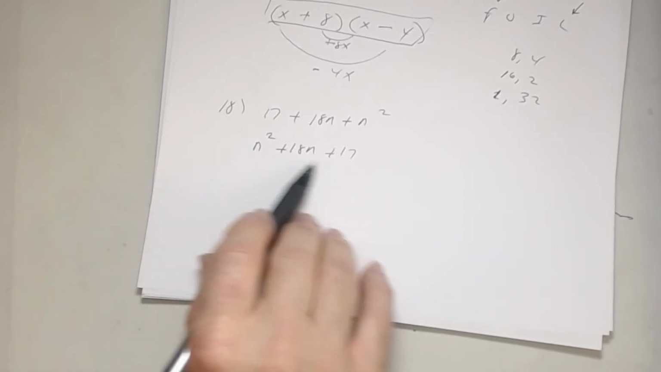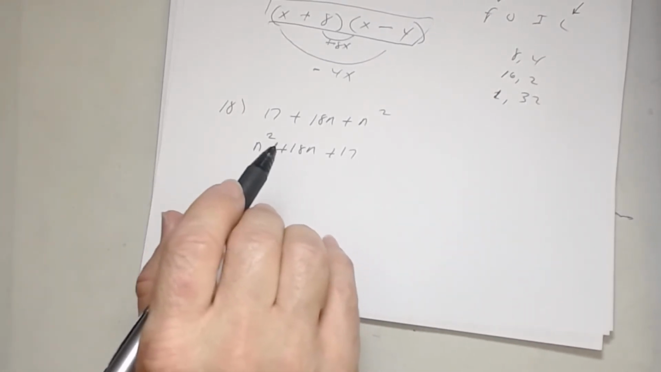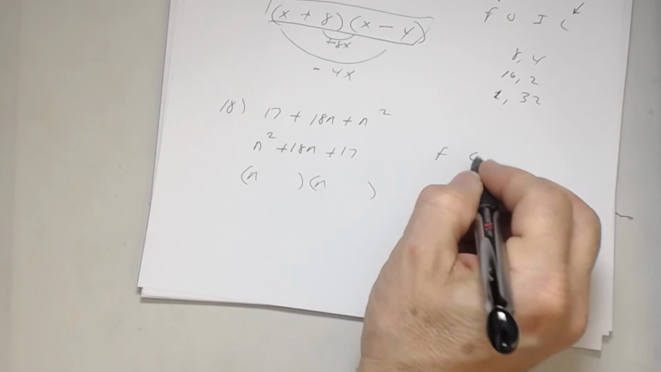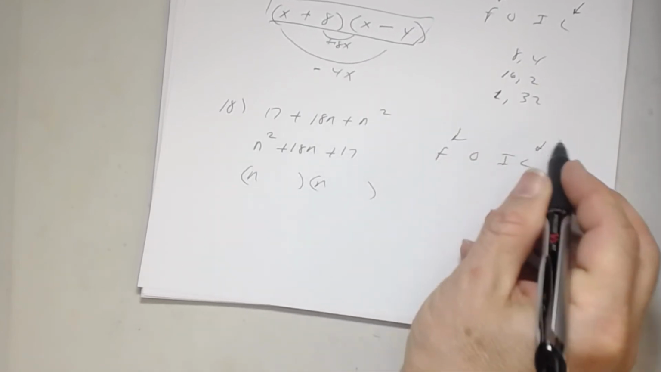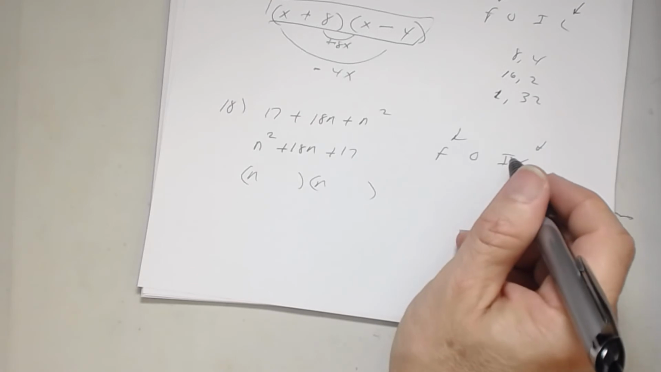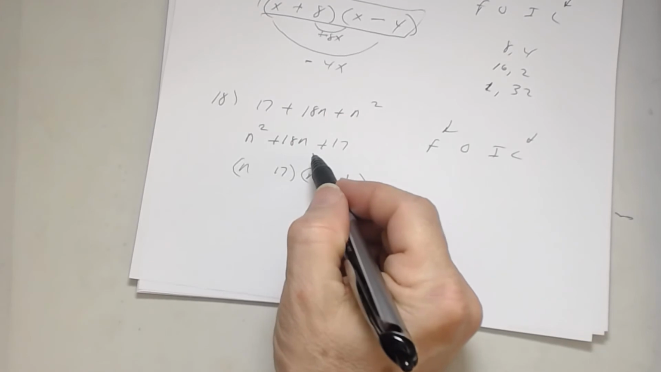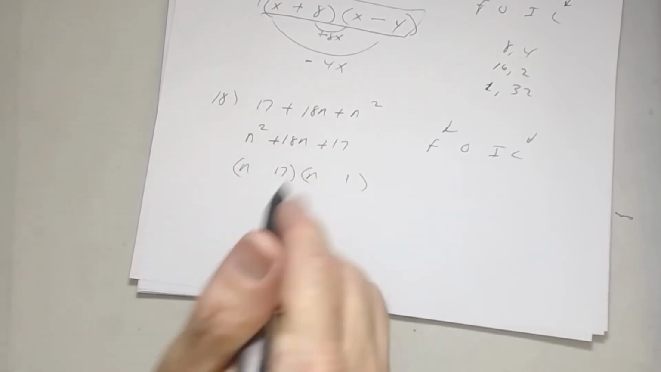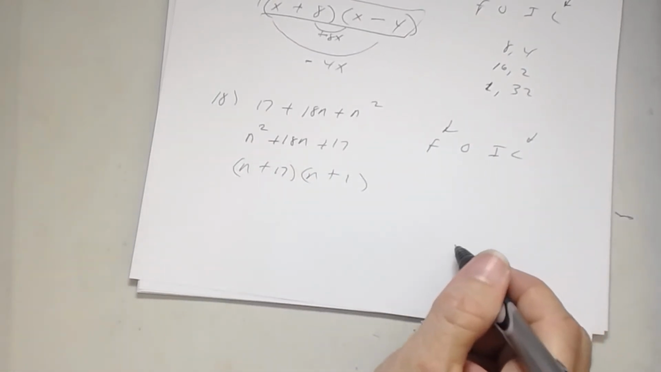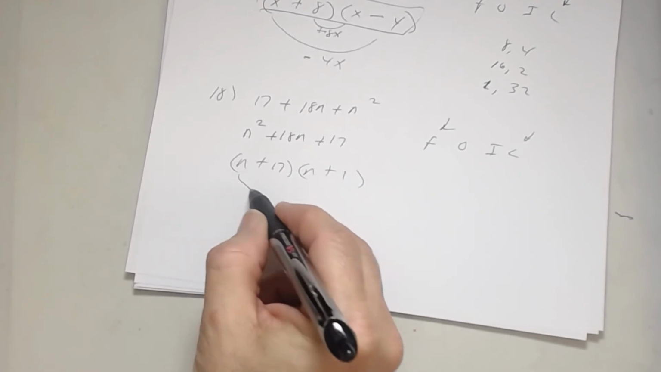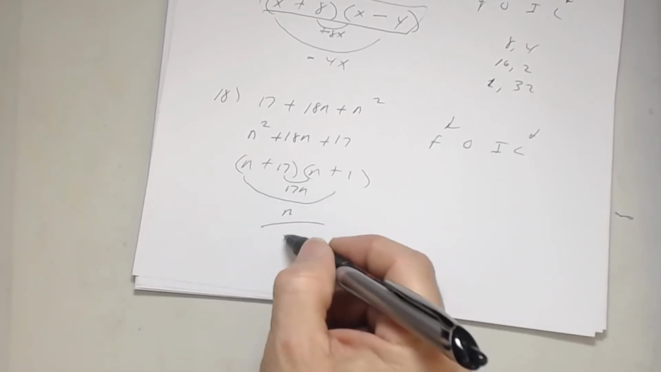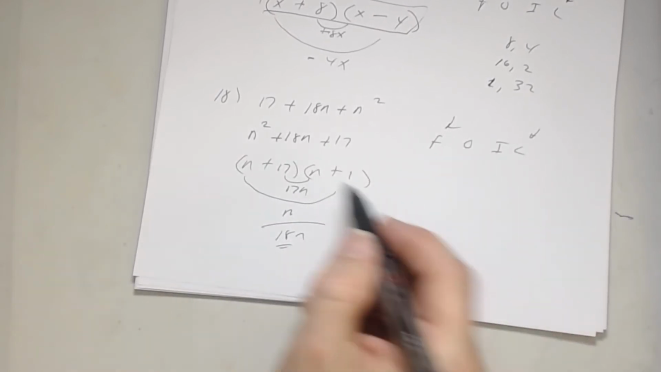GCF is 1. And so you would get n, right? FYL. L is easy. It's prime. So there's only one possibility: 17 and 1. This is an easy problem because the last sign is positive. So that means these signs are the same and they're both positive. You've got to do one more thing, and that's to check the outer and the inner. The outer is n. The inner is, when I add them up, I get 18n. So that's your answer.